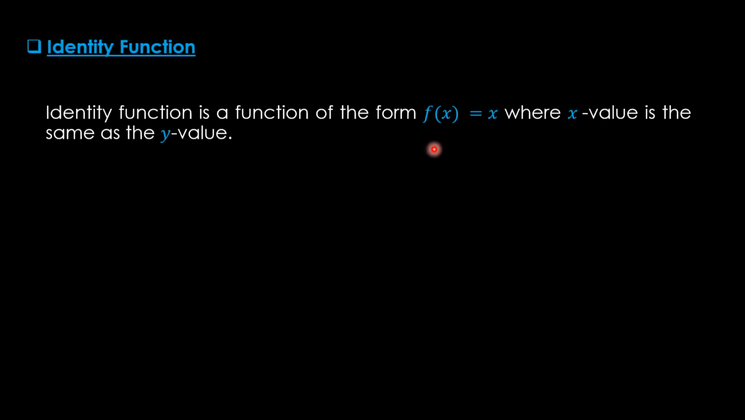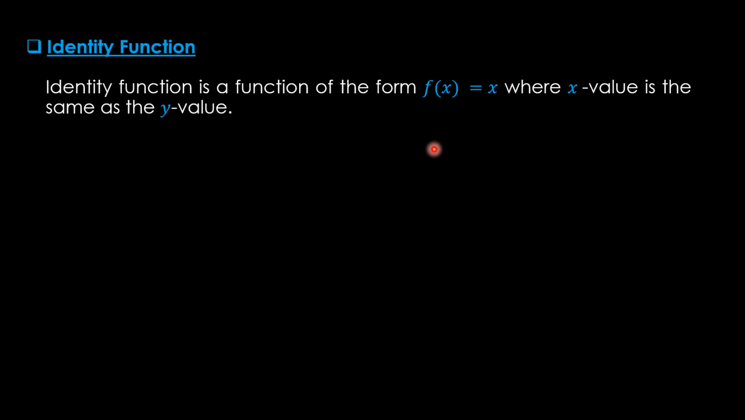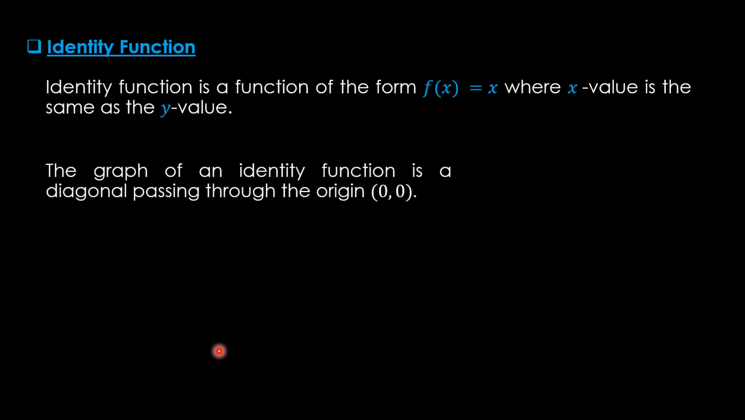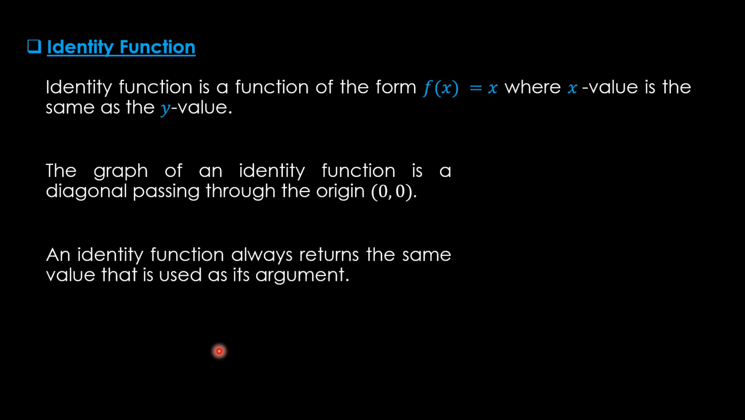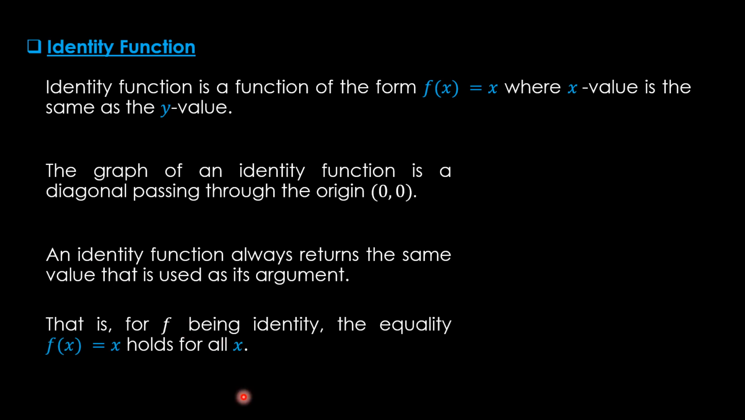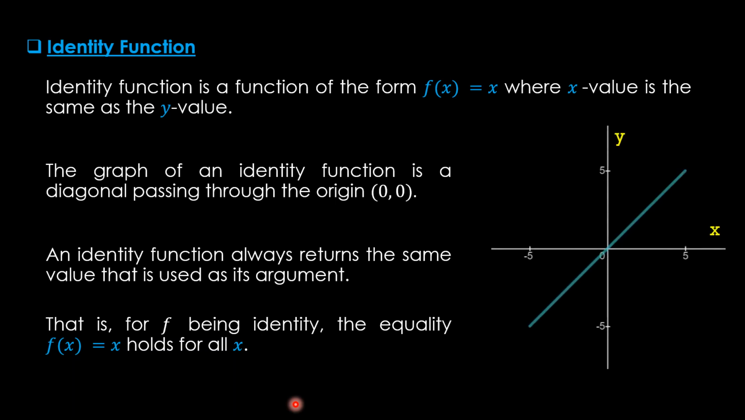Now identity function. This is a function of the form f(x) = x, where x value is the same as the y value. The graph of an identity function is a diagonal passing through the origin (0, 0). An identity function always returns the same value that is used as its argument. That is, for f being identity, the equality f(x) = x holds for all x. This is the graph of the identity function f(x) = x passing through the origin (0, 0).